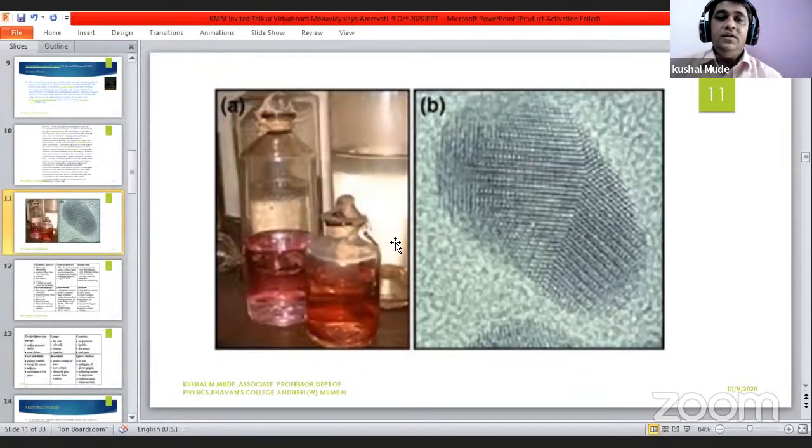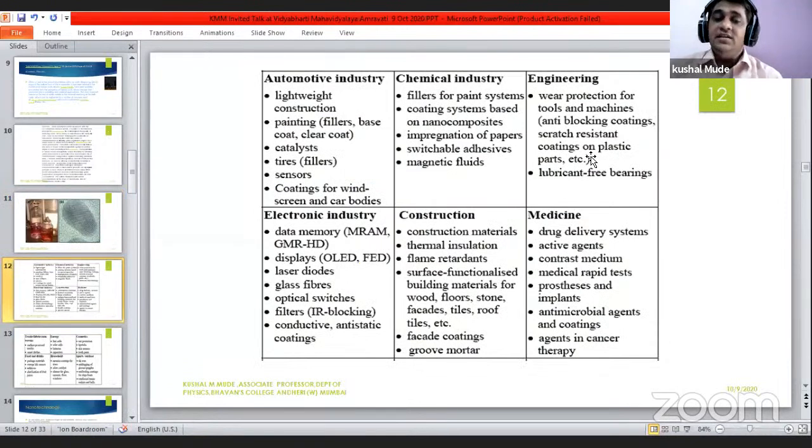Okay. Now, there are the various fields. You will not find a single field in the world now that is not using nano. Everywhere there are uses of the nano. This is simply a flash of the automotive industry, chemical industry, the field of engineering, electronic industry, construction, medicine. In the automotive industry: lightweight construction, painting, tires, sensors, coating for windscreen and car bodies. There are a lot of uses of nanoparticles. In the chemical industry, fillers for a paint system.